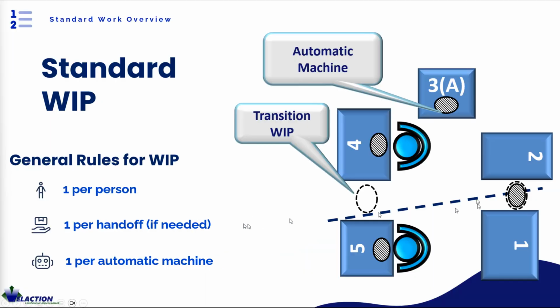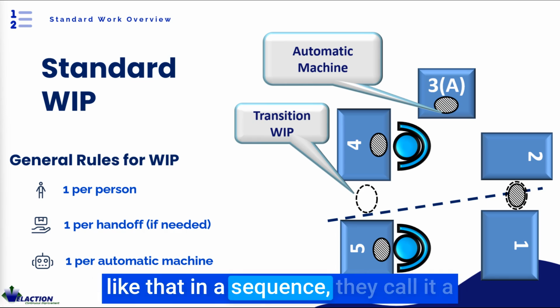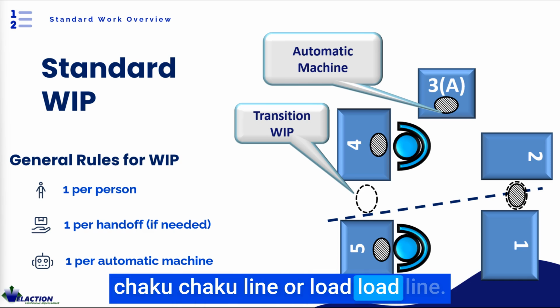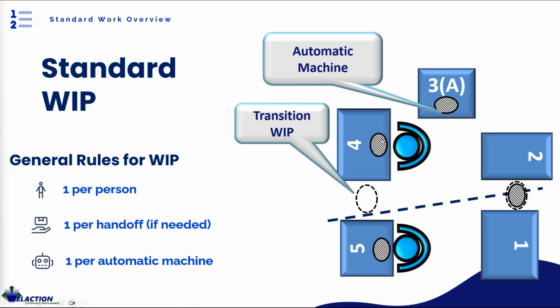So in this case, as the operator has a piece of work in station 2, there'll be a work that's finished in station 3, and at really high levels, you can use an auto ejector. That's called hanadashi. It's a Japanese term, and it's just an auto ejector that kicks the part out once the machine is done. So the operator at station 2 can go and load it right up. And if you have a bunch of machines like that in a sequence, they call it a chaku chaku line, or load load line. So you just load it in and then go to the next one, load it in, because the parts have been kicked out.